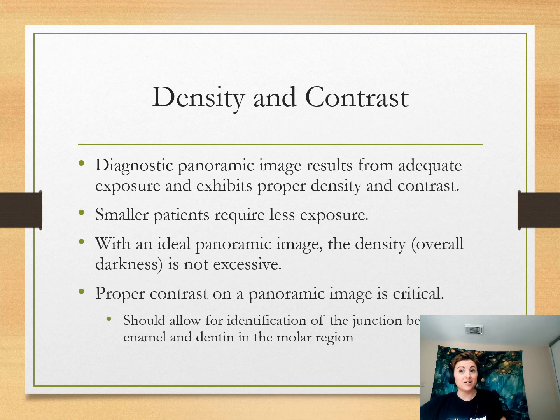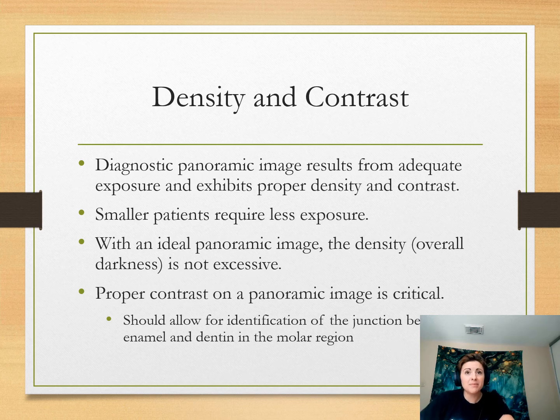All right, so density and contrast. I know you thought we weren't going to have to talk about this anymore, but we still do. In order to get a diagnostic panoramic image, we need to have a correct exposure time, and proper density and contrast based on those exposure settings. If we have a smaller patient, we need less exposure time. If we have a larger patient, we use higher exposure settings, right? On an ideal panoramic, the overall darkness is not excessive, and it's not under excessive either. We need it not underexposed or overexposed.